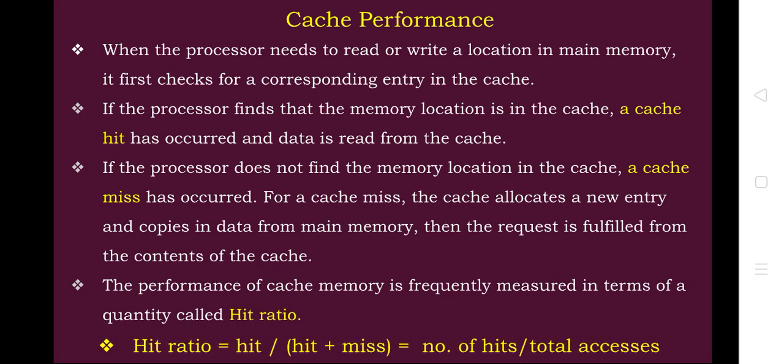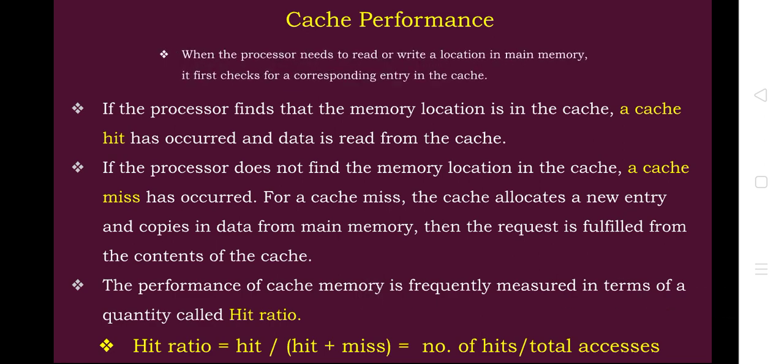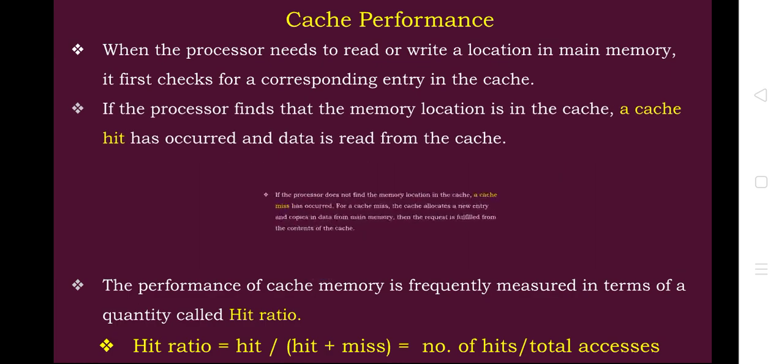So what is hit ratio? Hit ratio is equal to hit divided by hit plus miss, which is the number of hits by total accesses. So when you are trying to access the cache memory, sometimes we find the data, which is a hit, sometimes we may not find it, that is a miss. So the hit plus miss is the total number of accesses. So the number of hits by total accesses is called the hit ratio. Thus this hit ratio measures the performance of the cache.